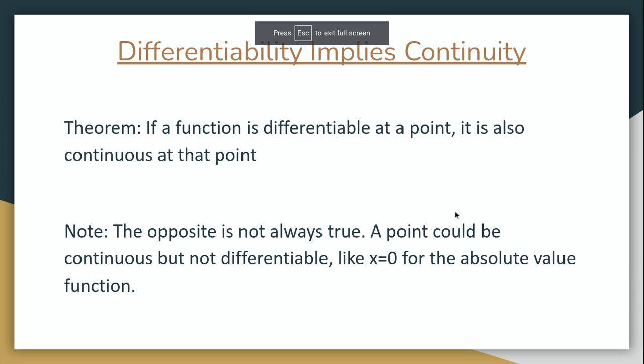We just went through every single kind of discontinuity and showed how at every single point of discontinuity, you cannot take the derivative at that point. That means if you can take the derivative of a function at a point, then the function must be continuous there, because we showed that if it's discontinuous, you can't differentiate it. So if it is differentiable, that means it has to be continuous. So that's why differentiability implies continuity.